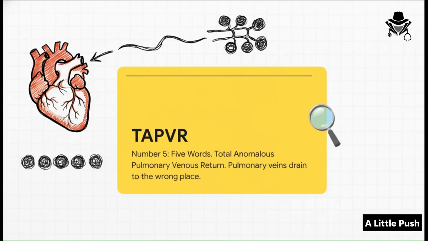And finally, we're at number 5. This one's another easy one to remember. Just count the words in the name. There are 5 of them. Total anomalous pulmonary venous return, or TAPVR for short.